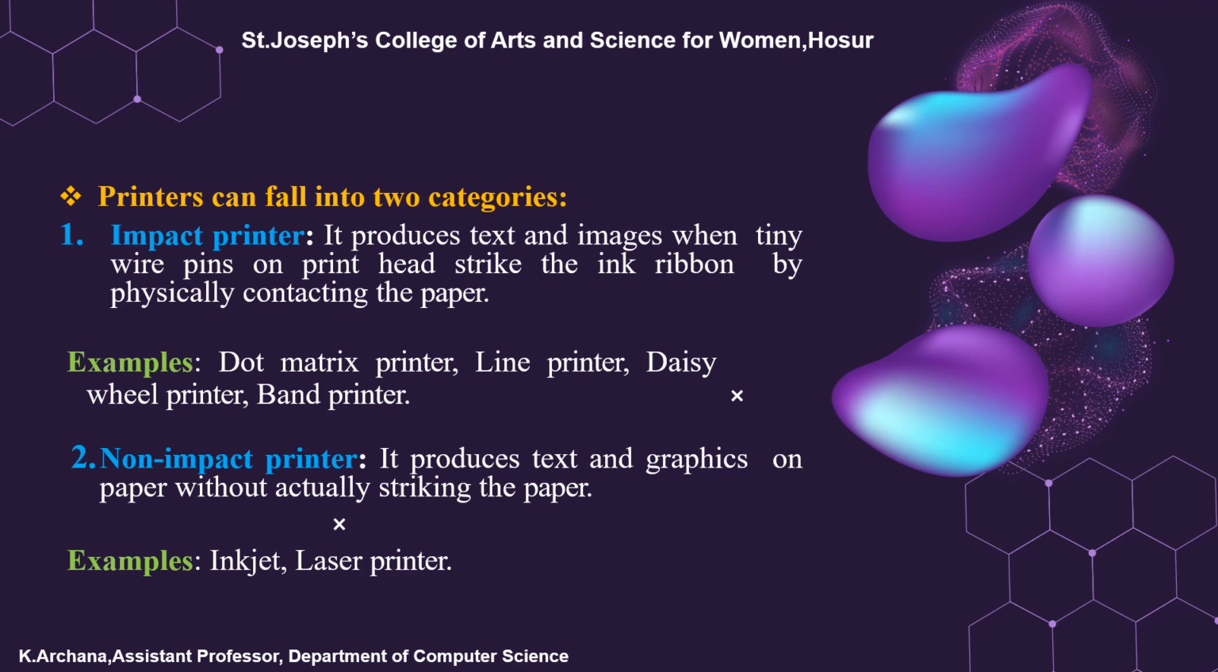Impact printer. It produces text and images when tiny wire pins on the print head strike the ink ribbon by physically contacting the paper. Examples: dot matrix printer, line printer, drum printer, band printer. Next one is the non-impact printer. It produces text and graphics on paper without actually striking the paper. Examples: inkjet, laser printer.